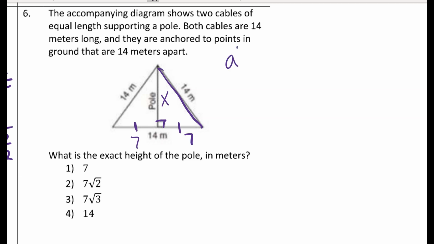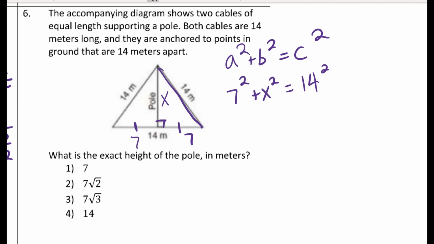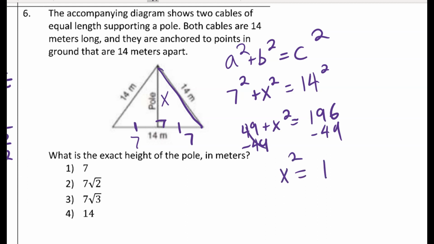So if I'm plugging into that Pythagorean theorem, a squared plus b squared equals c squared, one of my legs is 7, one of my legs I don't know, and my hypotenuse is 14 squared. So 7 squared is just 49, plus x squared equals 196. I'm going to isolate x squared by subtracting 49 on both sides, and I get x squared equals 147.